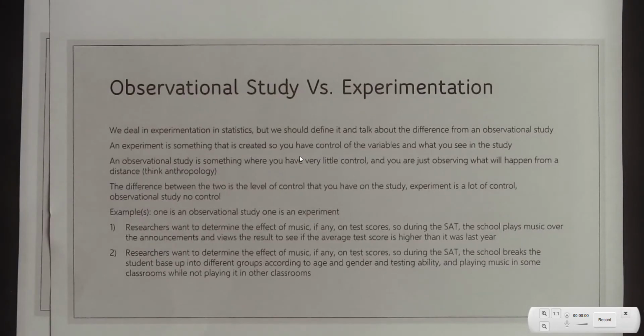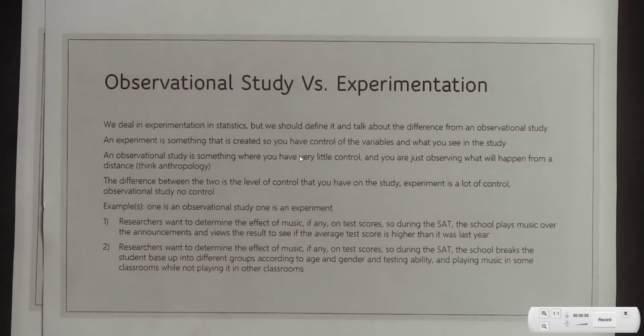So, we deal in experimentation and statistics, but we should define it and talk about differences from observational studies. An experiment is something that is created so that you have control over the variables and what you see in the study. An observational study is something where you have very little control and you're just observing what will happen from a distance. Think anthropology.